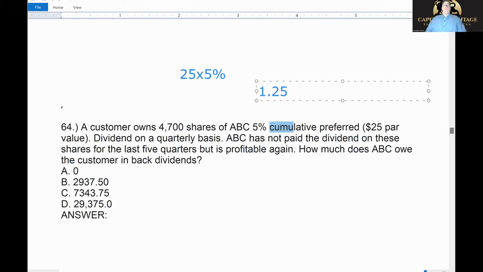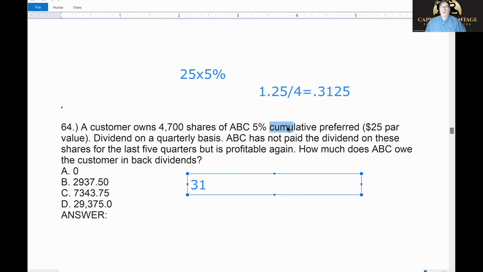But now the question is, we missed five quarters, so how do we get there? The next thing we're going to do is divide the $1.25 by four to find out how much each quarterly dividend is. $1.25 divided by four is 31 and a quarter cents. That's what each quarterly dividend is going to be, 31.25 cents per share.